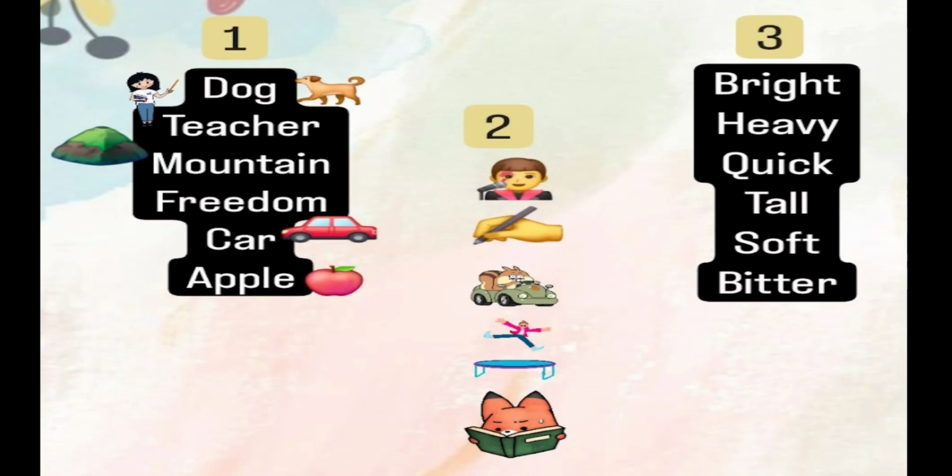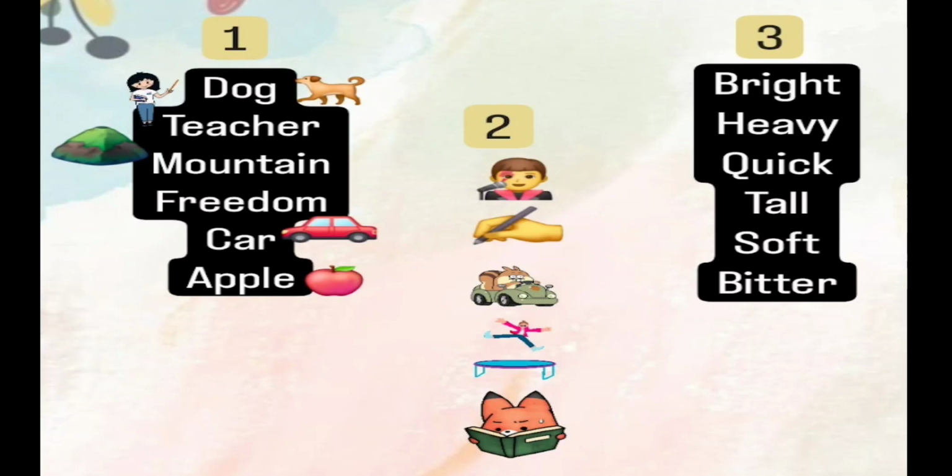Now, tell me about the third one. What are those words? What are they trying to tell us? They are trying to describe something, like something is bright or heavy or quick, and so on. So, number one is telling us about some names, number two is telling us about some actions, and number three about some describing words.